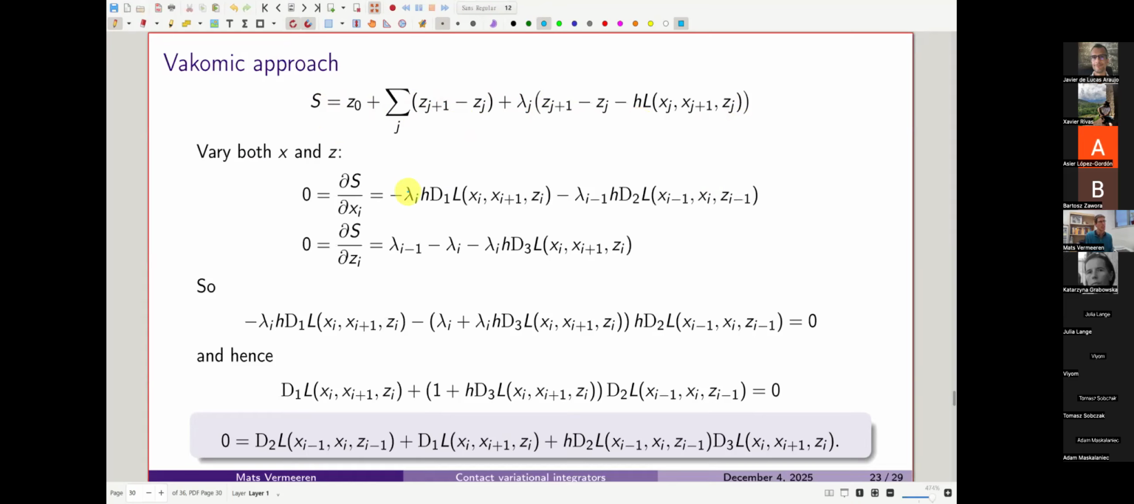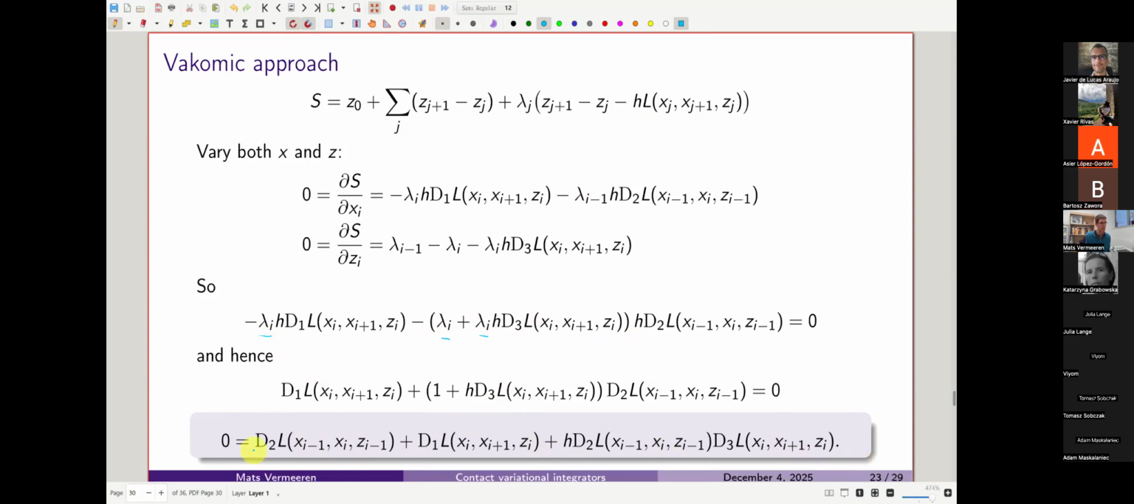Analogous to the continuous case, we now vary both x's and z. We get two equations. We can solve one of them for, say, lambda i minus 1, and then plug that in the other one. So you get, in the end, an equation where lambda i minus 1 doesn't occur anymore. You only have lambda i. And furthermore, it's linear in lambda i, so we can divide it away. And the remaining expression is, again, the discrete version of the Herglotz equation.